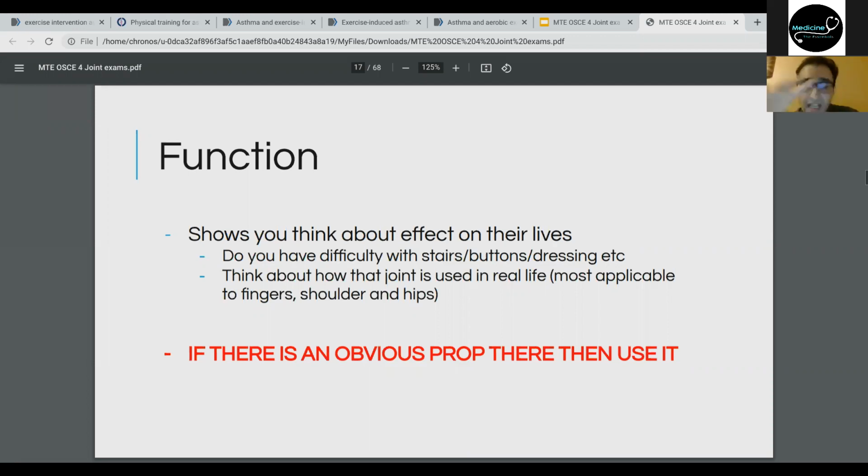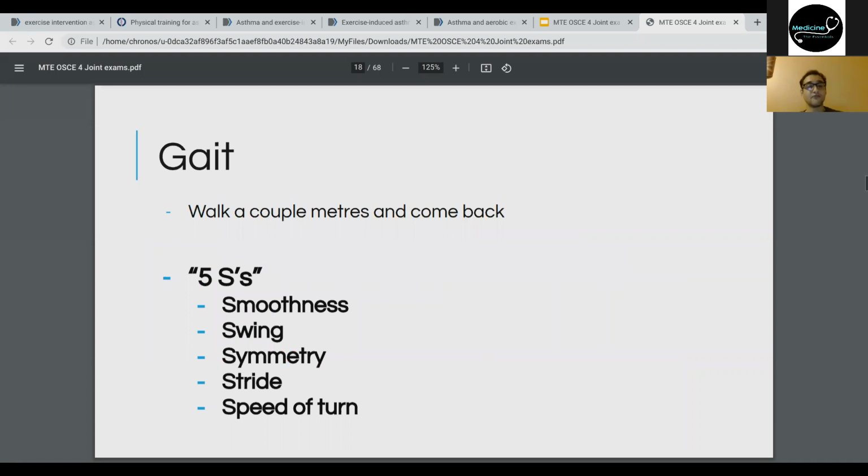So really think about how that joint is used by your regular person on a day-to-day basis. Additionally, in a lot of exams, sometimes they place a prop very obviously. So maybe it's a pen, maybe it's a button, maybe it's a coin. So make sure if there's a clear prompt, use it because they've put it there for a reason. Or sometimes you've just stolen the examiner's pen, but hey, maybe it'll help, maybe it won't. Right, gait I've put as a functional test, especially for any lower limb exam.